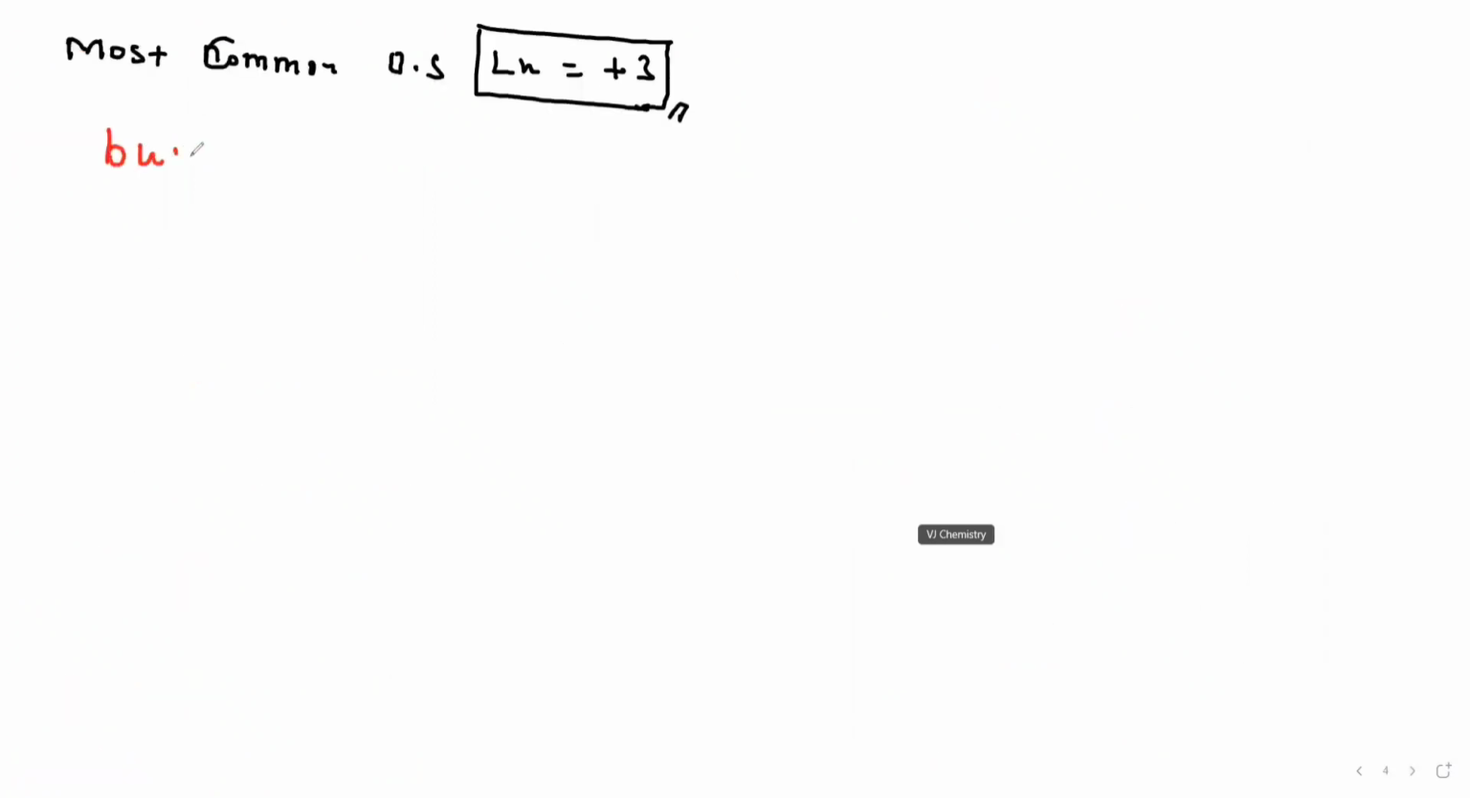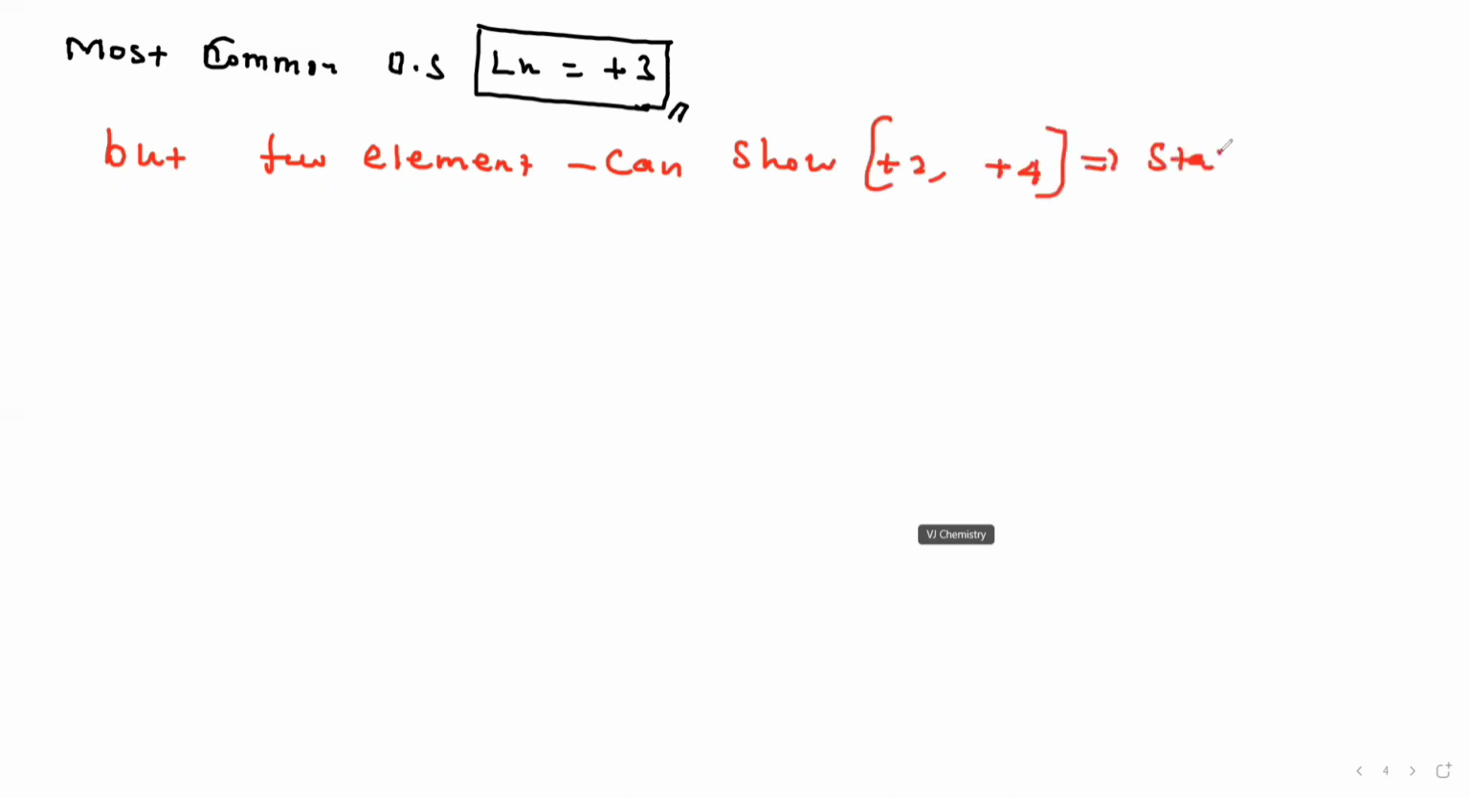But a few elements can show +2 as well as +4. It's possible. This is based on stable electronic configuration. Very, very, very important point.